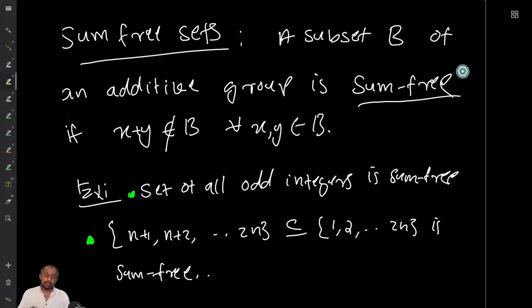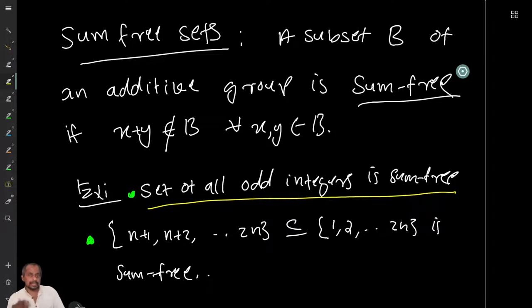Now, there are very nice examples that we can see. If you take the set of all odd integers, it is a sum free subset of the set of all integers with the usual addition. The set of all odd integers is sum free, because if you add any two odd integers, you are going to get an even integer, right? So it is not in the set.